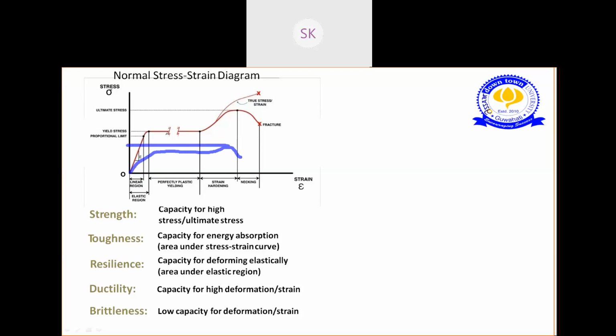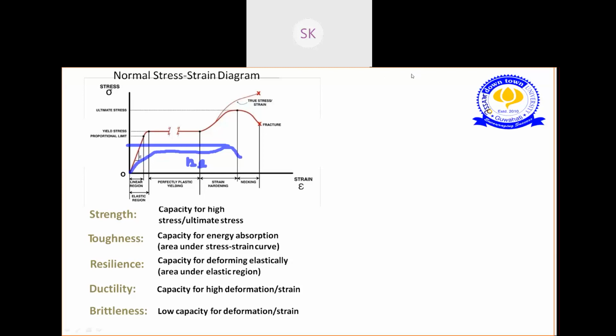Suppose this is a curve of aluminium. I have drawn a stress strain curve for aluminium, and this one is for steel. Steel has its ultimate stress at this point, and aluminium has its ultimate stress at this point. So which one will have more strength? The one which has more ultimate stress. Strength is nothing but the capacity for how much stress it can take. Next, move to the toughness property.